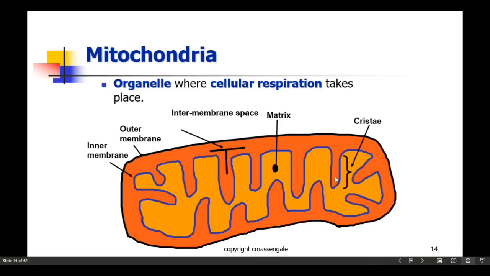Why does the inner membrane have to be folded? It is to increase the surface area, because it is in this inner membrane where most of the ATPs are generated.